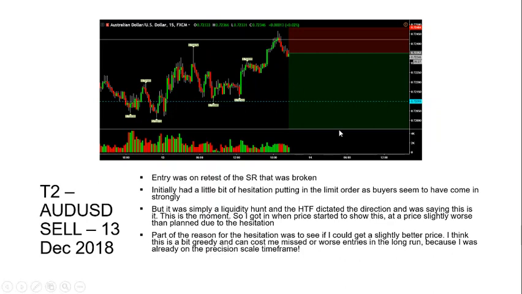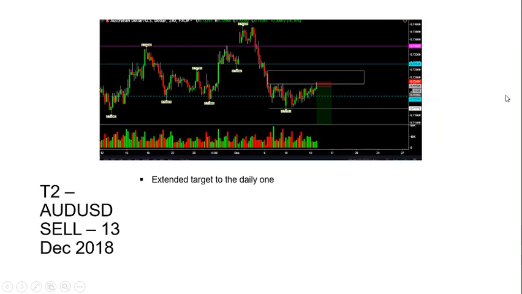In the precision scale of getting entries, I should just see the setup and use limit orders, and just hit it, because all the other information from the higher time frame bias and everything is already confirmed. It's very likely that on the precision scale, price will not wait, right? So I extended the target to the daily zone because that's very logical.